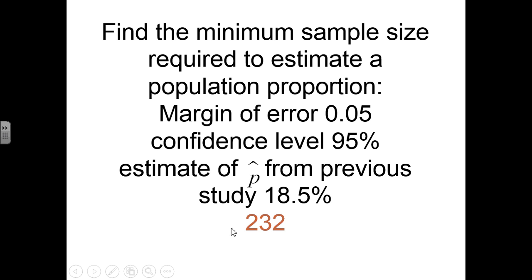Did you get 232? Remember, you had to round up. No matter what, even if you had 231.1, you do not use rounding rules. You always round up. If you need 0.1 of a person, you need a whole other person in there.